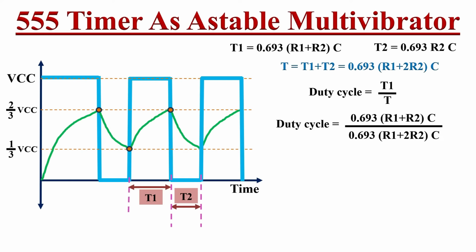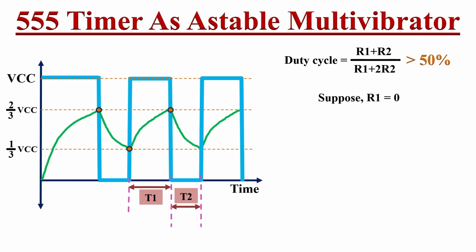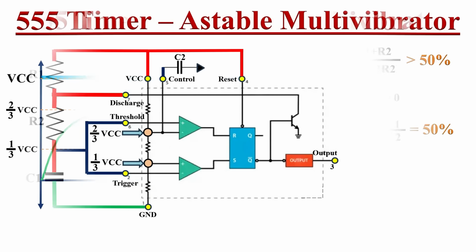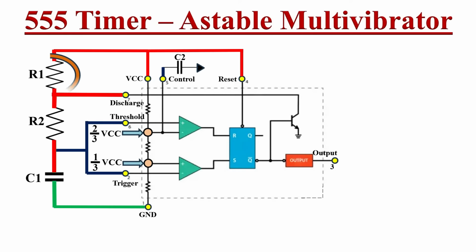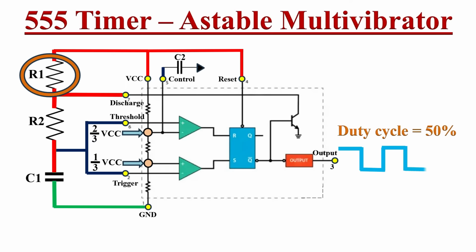Here we can cancel out 0.693 and C. That means the duty cycle will be equal to (R1 plus R2) divided by (R1 plus 2 R2). Here we can say that for this particular circuit, the duty cycle will always be more than 50%. Suppose we make this R1 value equal to 0, then the duty cycle will be equal to R2 divided by 2 R2, that equals 1 by 2, that is 50%. So in this circuit, whenever the resistance value of R1 is equal to 0, at that time we can achieve a 50% duty cycle.